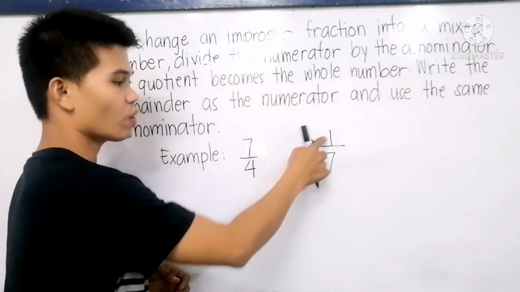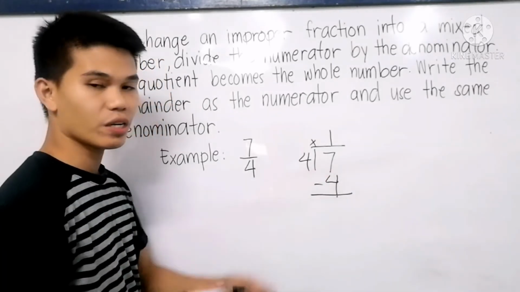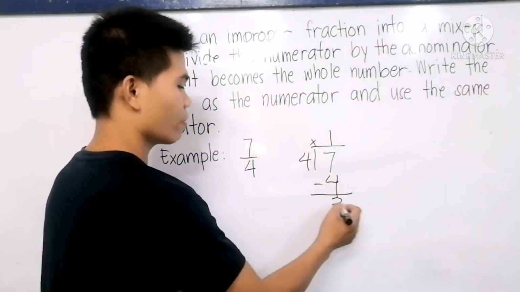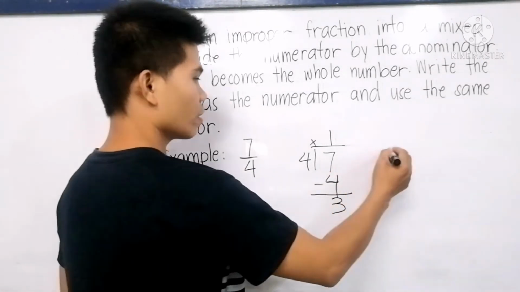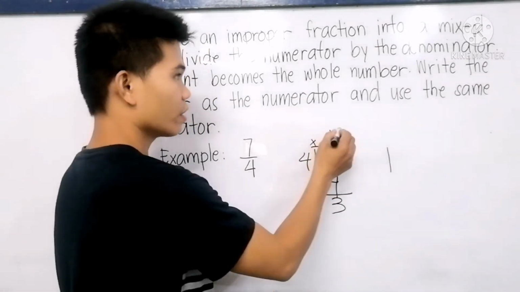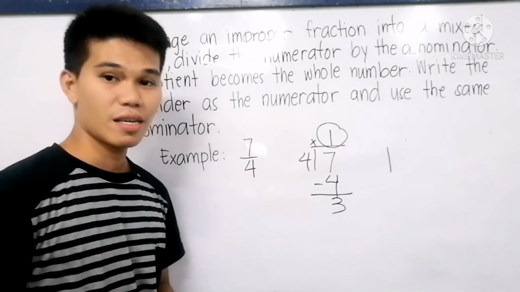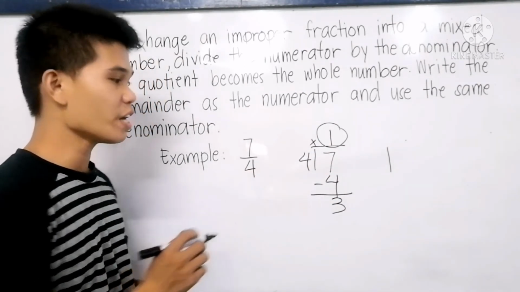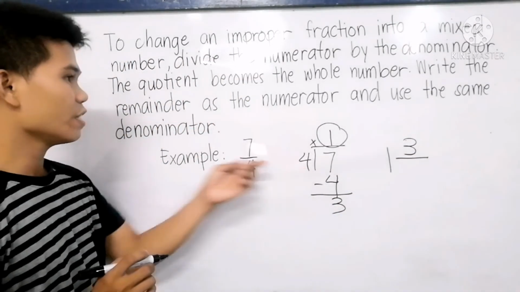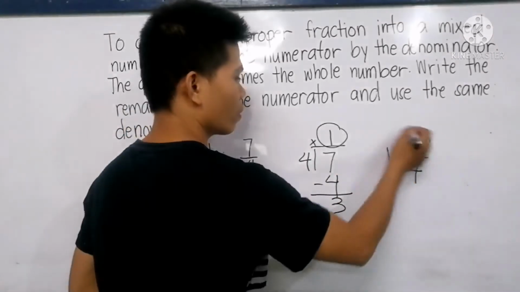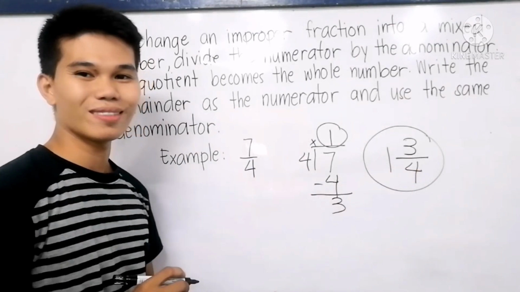And proceed to multiplication. 1 times 4 is equal to 4. Then proceed to subtraction. 7 minus 4 is equal to 3. Therefore, for the mixed fraction of 7/4, the quotient will be the whole number, 1. Then write the remainder as the numerator, which is 3, over the copied denominator, which is 4. So therefore, the mixed fraction of 7 over 4 is 1 and 3/4.